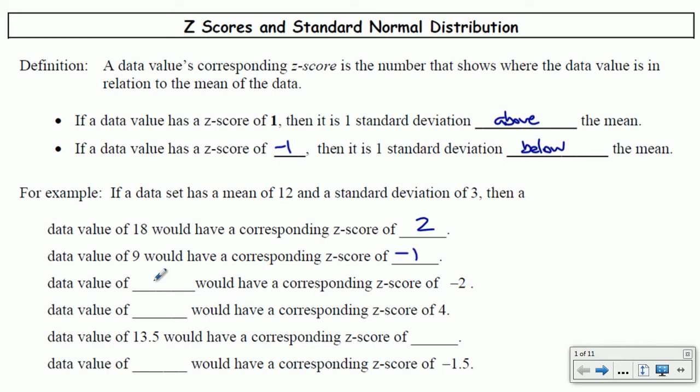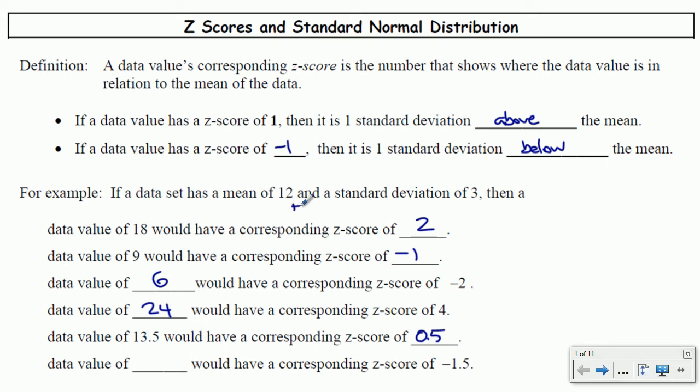A data value of 6 would have a corresponding Z score of -2. Because 12 minus 3 once gets us 9, and if we subtract 3 again, that gets us to 6. So we're 2 standard deviations to the left of the mean. A data value of 24 would have a corresponding Z score of 4. In order to get from 12 to 24, we would need to add 12, and 3 fits into 12 4 times. A data value of 13.5 would have a corresponding Z score of 0.5.